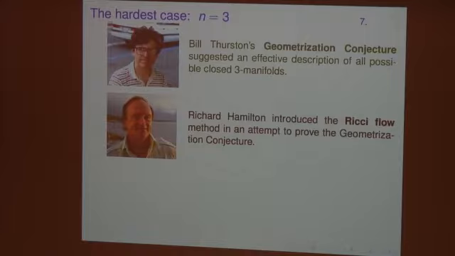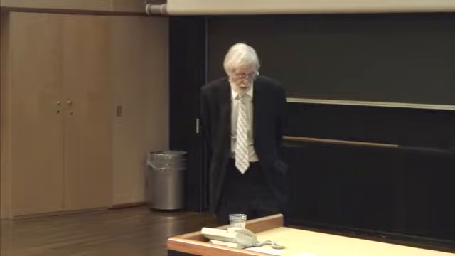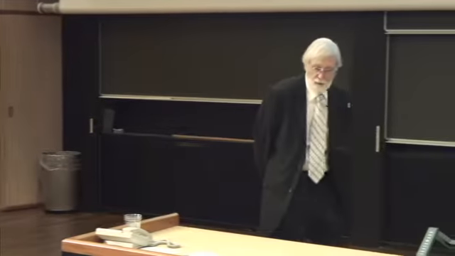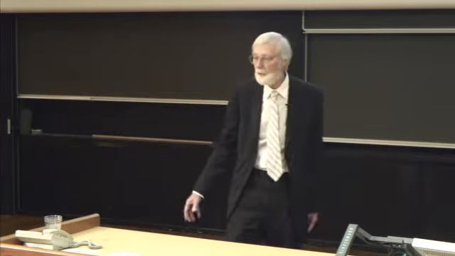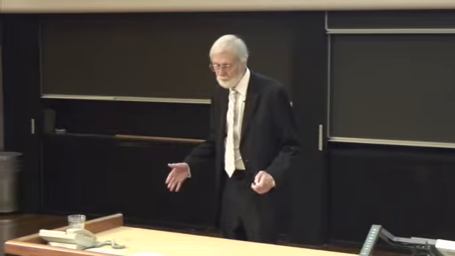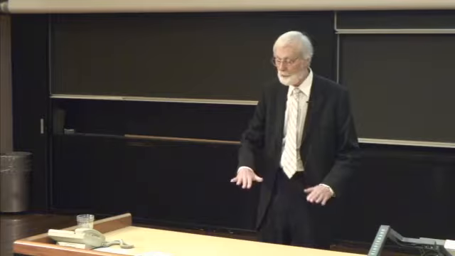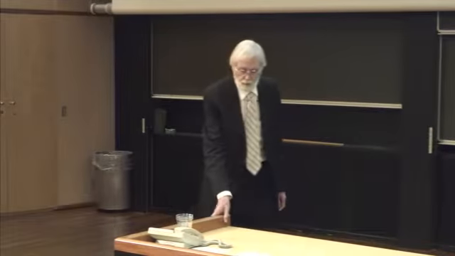So the next step was by Richard Hamilton, who suggested a possible method for proving this geometrization conjecture, and in particular for proving the Poincaré hypothesis. It involved a differential equation, a kind of heat flow type equation in which you start with a smoothly curved manifold and then let the curvature gradually change so that at points of very high curvature, the curvature decreases, and at points of low curvature, the curvature increases, to try to get it to smooth out into a uniform curvature.